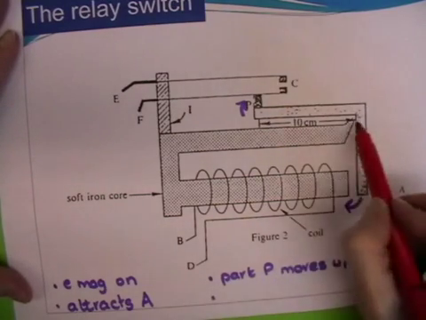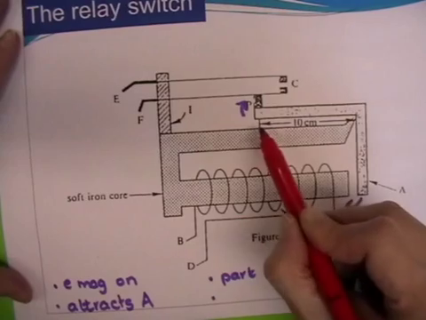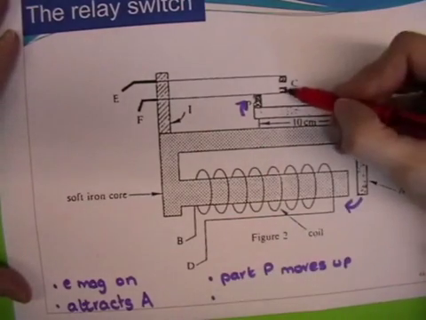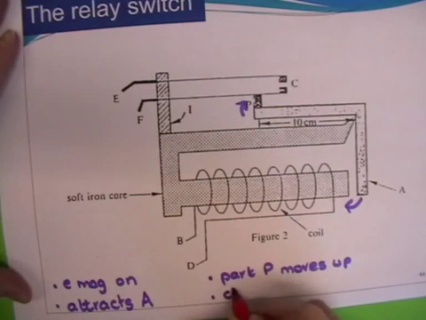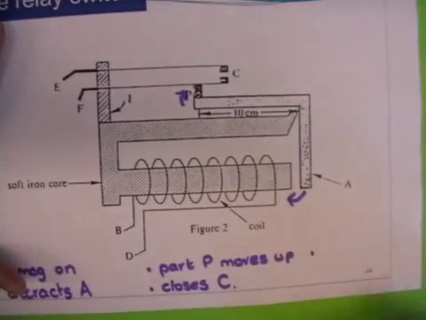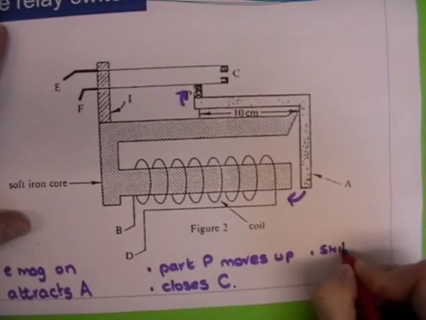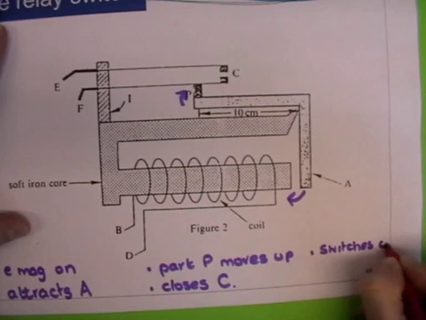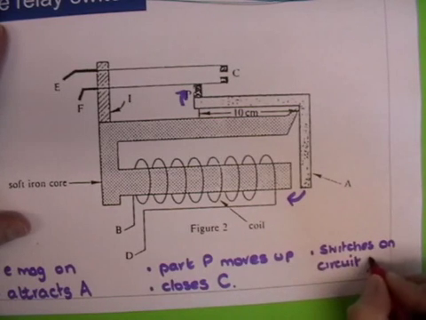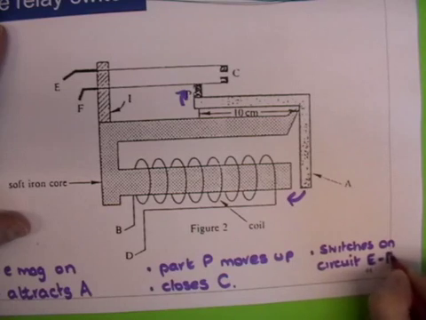And sometimes you might be asked to calculate a turning effect here using moment as force by distance. So as part P moves up, what does it do? It closes the contacts at C, closes C. And then what does that do? That switches on the circuit. And I'm just going to call it EF.